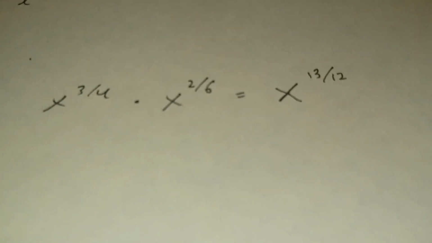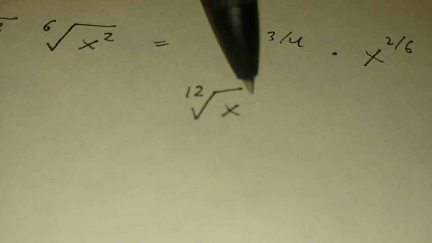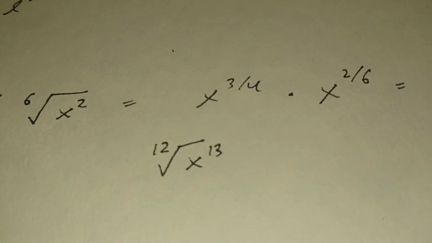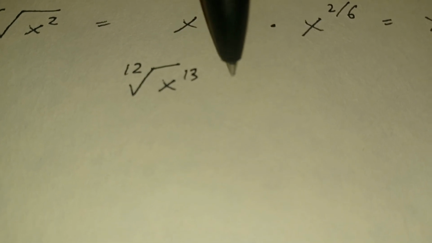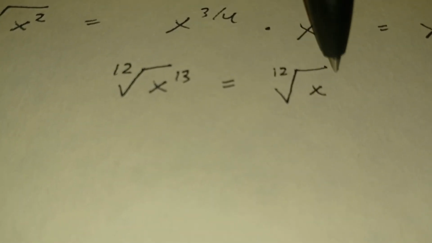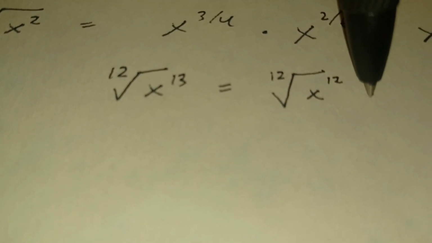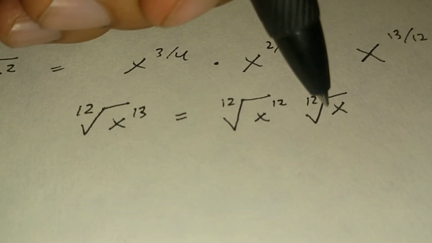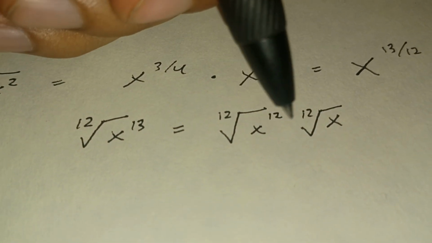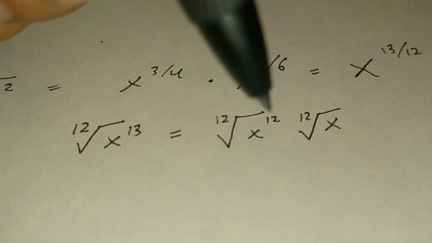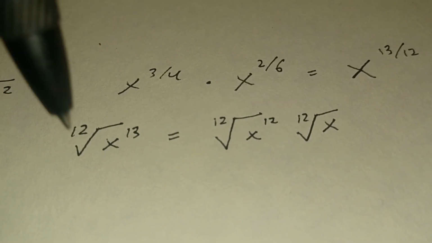We can rewrite this as the 12th root of x raised to the 13th power. It looks like we can simplify this a little bit more. This is equal to the 12th root of x to the 12th power times the 12th root of x, because x to the 12th times another x gives us x to the 13th. This confirms that when you multiply these together, you get that.